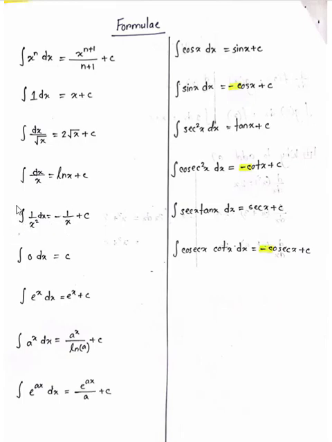In this kind of problem, we can also use the formula for integration of x to the power n, because if you simplify it, you will get integration of x to the power minus 2, right? If you use this formula, you will also get minus 1 by x. And integration of 0 is a constant. Integration of e to the power x is e to the power x. Integration of a to the power x equals a to the power x divided by ln a. And integration of e to the power ax is equal to e to the power ax divided by a.